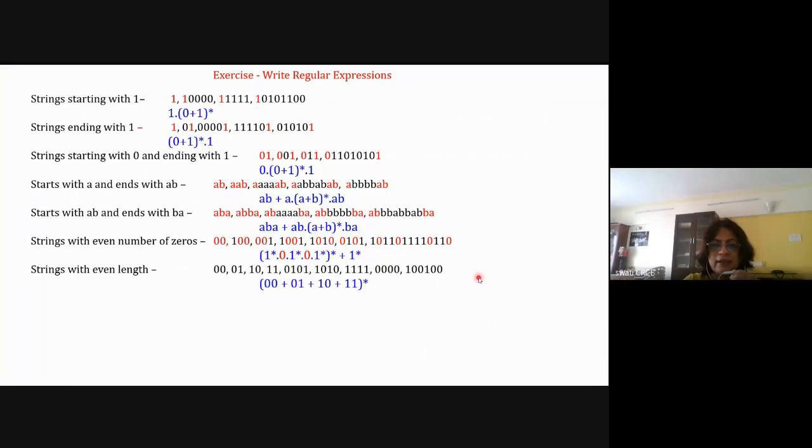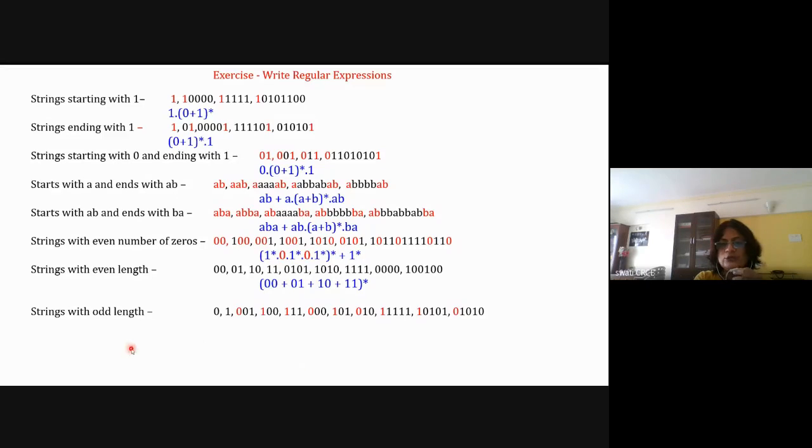So this is my answer: either 0 0, or 0 1, 1 0, or 1 1, repeated any number of times. Now the next one is strings with odd length. So just modify this. Now the string should be of odd length. So if it is of odd length, then only 0 or 1 should be accepted. And after that, you are adding the even length.